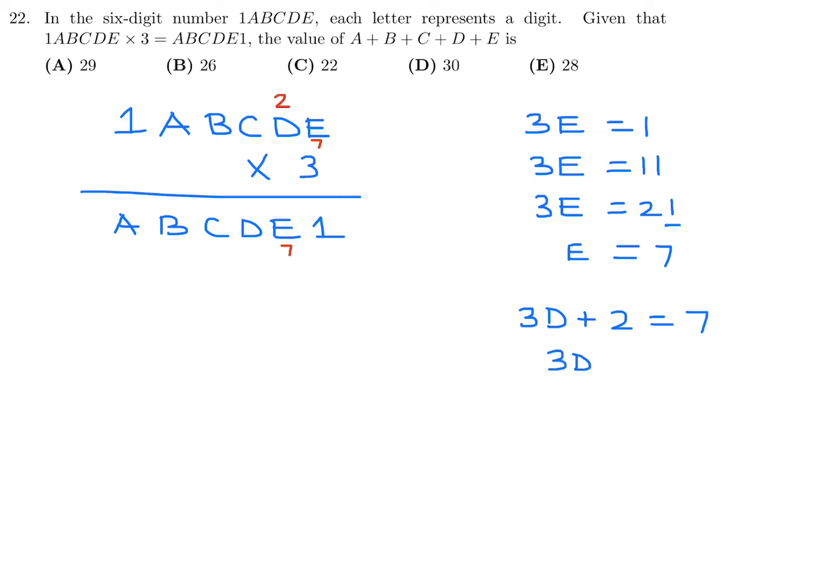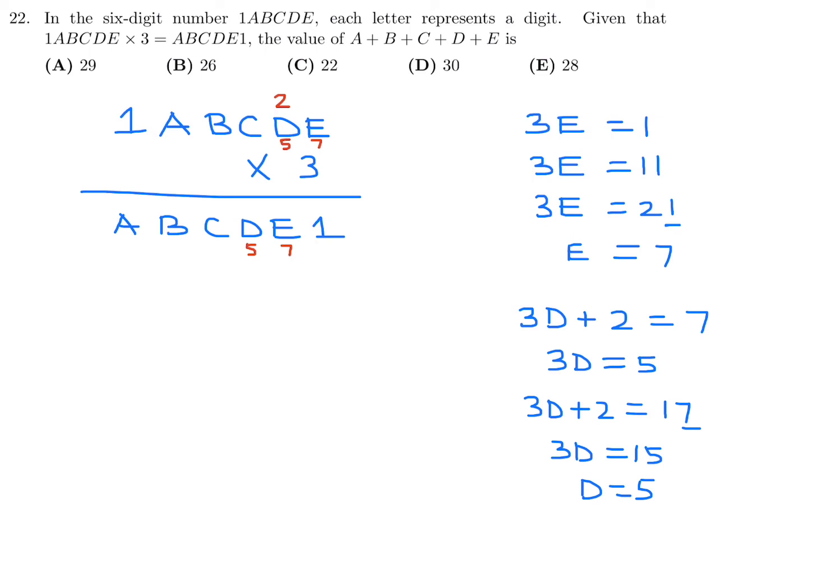Okay, well 3D therefore equals 5, but that's not possible, right? Because D's got to be an integer. So that means 3D plus 2 perhaps could have been 17, right? So 3D equals 15, D equals 5. That works in terms of an integer. So D equals 5. So I'll put the 5 here, put the 5 here to represent what the value of D is. Let's keep going.